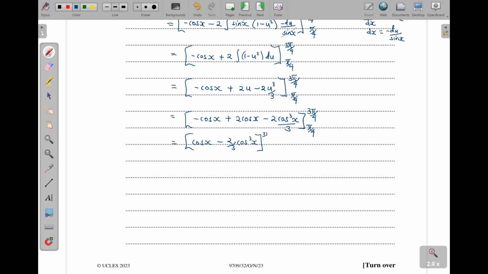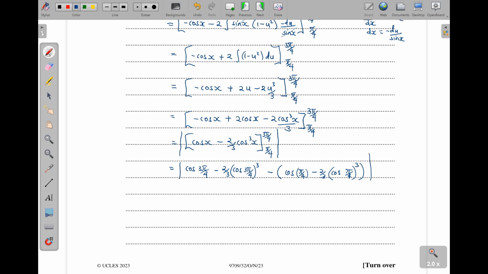Then 3 pi over 4, and this is pi over 4. Remember, this one all is in the modulus. So now put the limits. Cos 3 pi over 4 minus 2 over 3 cos 3 pi over 4, but then after we shall cube it. Then minus, here we shall have cos pi over 4, then minus 2 over 3 times the cosine of pi over 4, then after that we cube it.